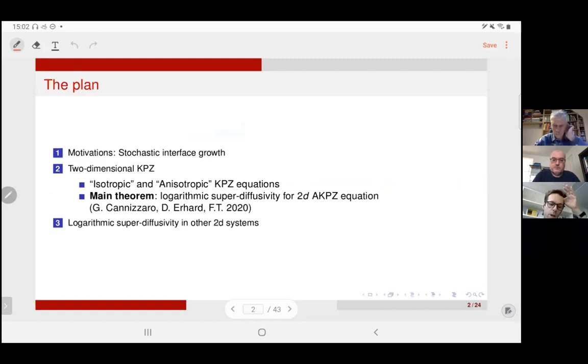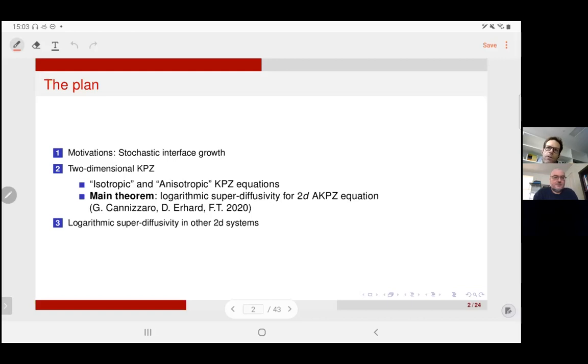I will be discussing mostly only the two-dimensional, two-space-dimensional situation. In that case, there are two versions of the equation. One of them could just be called the KPZ equation, and the other one is the anisotropic one. That is the one for which we have a result, and we is Giuseppe Cannizzaro from Warwick, Dirk Erhard from Bahia, and myself. Our main result is about the diffusivity, or actually the super-diffusivity behavior of this equation. I will not enter the proofs in any way, but I hope I have a few minutes left at the end to discuss some relations with other super-diffusivity phenomena in other two-dimensional systems.